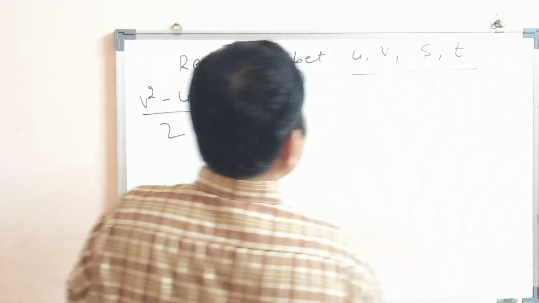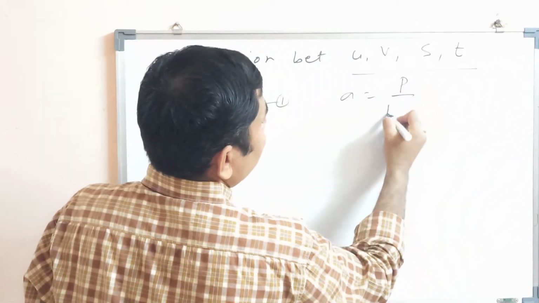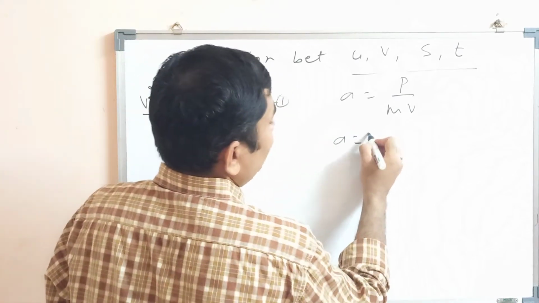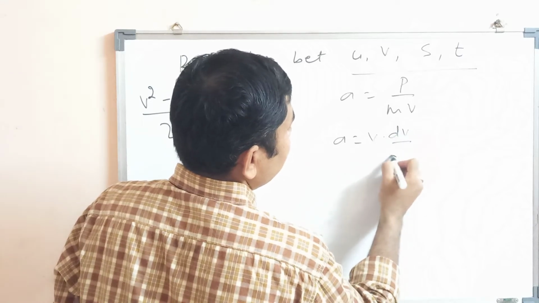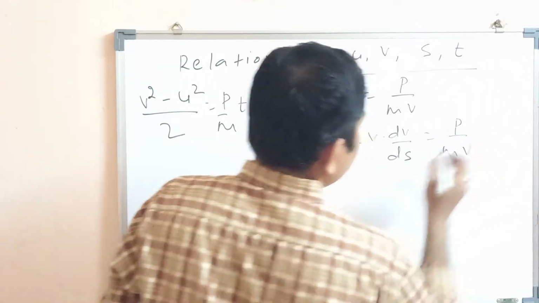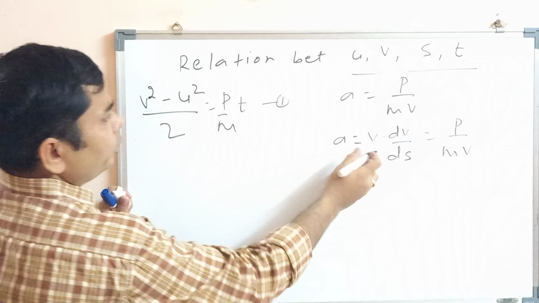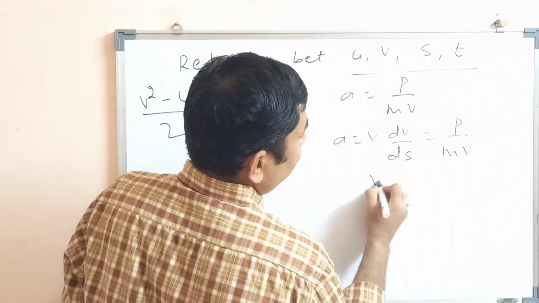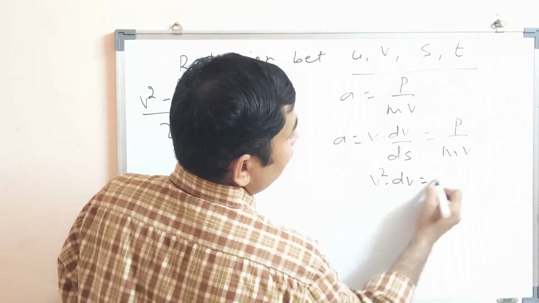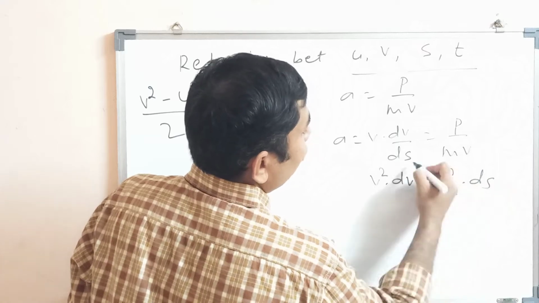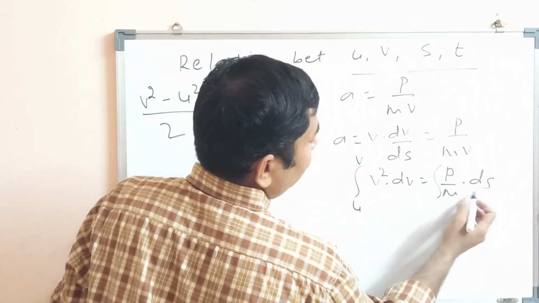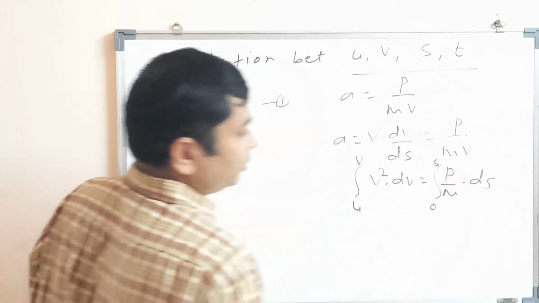Now see, we started from here. A is equal to P upon M into V. Now you know that acceleration is actually, this can also be written as v into dv by ds, where ds is the displacement. This is equal to p upon mv. Okay. So therefore I will separate the variables. v को इधर लेके आओ. v square into dv is equal to p by m into ds. And integrate this again between the limits u to v and ds, displacement from 0 to s.